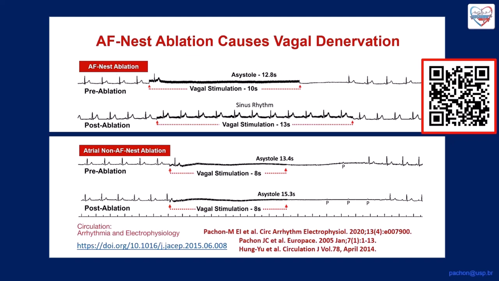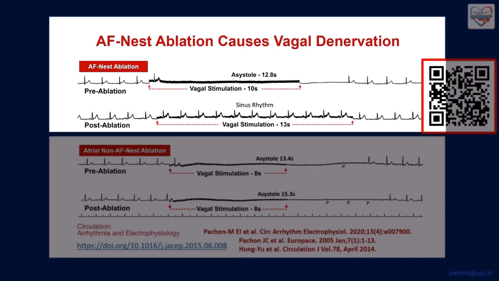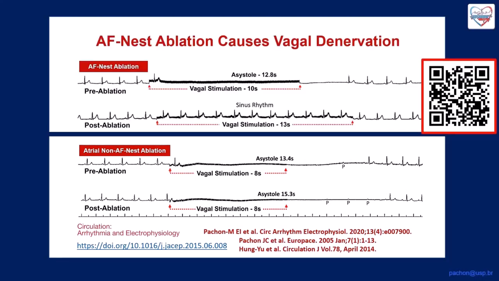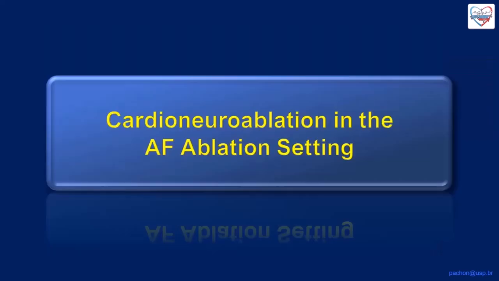Through the extracardiac vagal stimulation, it was verified that after atrial fibrillation nest ablation, there was complete elimination of the vagal response, whereas in the group submitted to ablation outside of the atrial fibrillation nest, the vagal response was completely preserved. These findings reinforce the idea that the atrial fibrillation nests are related to the entry of the vagal innervation and may be used as a kind of innervation mapping. Thus, considering that it was possible to map the atrial fibrillation nest and to get vagal denervation, we proposed the cardioneuroablation with the aim of treating functional bradyarrhythmias and even atrial fibrillation.